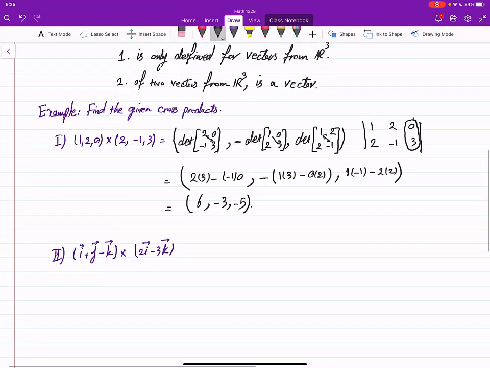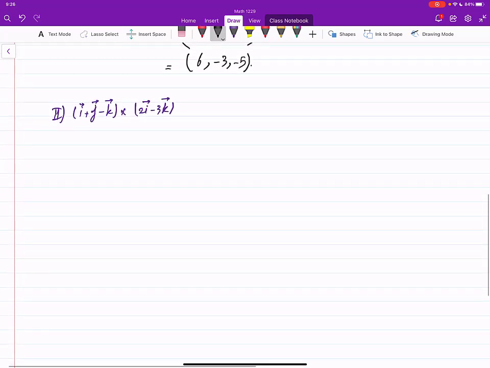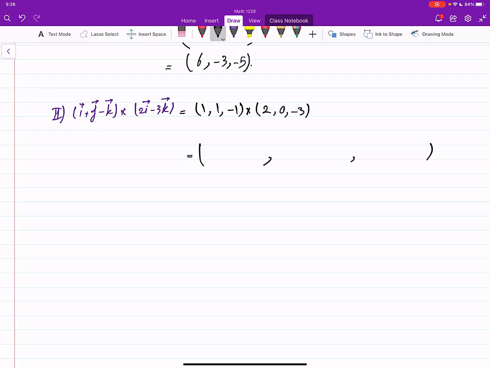Okay, now let's do example 2. The first thing to do is to write the vectors in the 3 component form. So it will be 1, 1, negative 1 for the first one, cross 2, which is the coefficient of i. There is no j, that means that the coefficient of j is 0, and then negative 3. Now, the cross product is going to be a vector, a 3 by 3 vector.